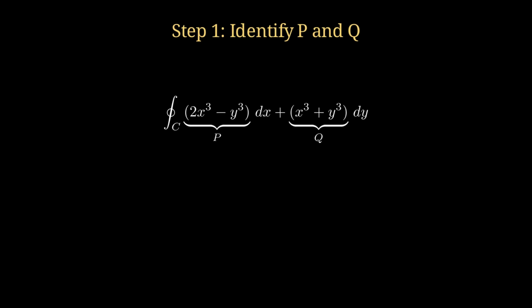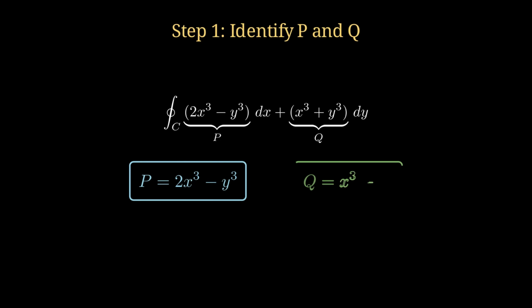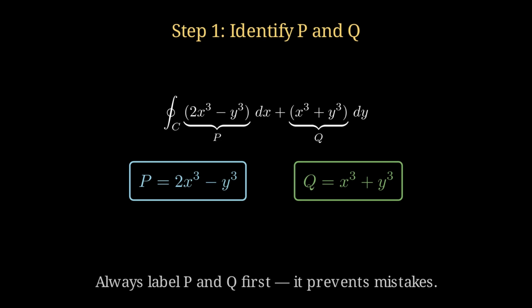So P is the expression that is multiplied by dx. Look at our integral. What sits next to dx? It is 2x³ minus y³. So P equals 2x³ minus y³. Q is the expression that is multiplied by dy. What sits next to dy? It is x³ plus y³. So Q equals x³ plus y³.